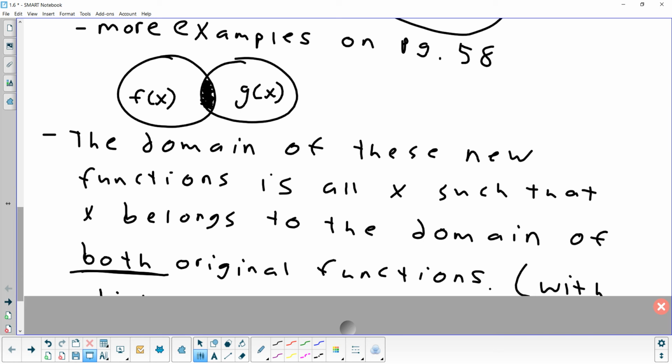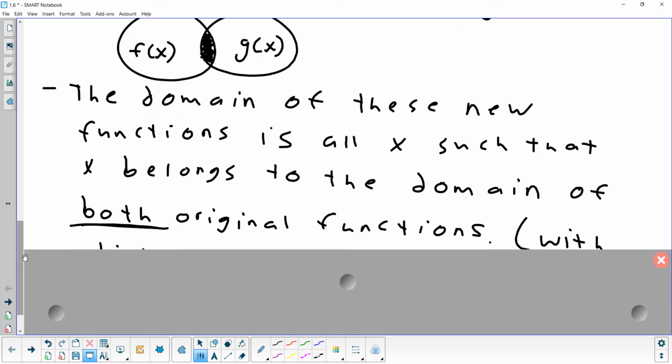And most of the time that works fine. The only time we can run into a slight problem with that is if we combine two functions together with division. Because remember, you're not allowed to divide by what number? Yeah, Jake? 0. You can't divide by 0.